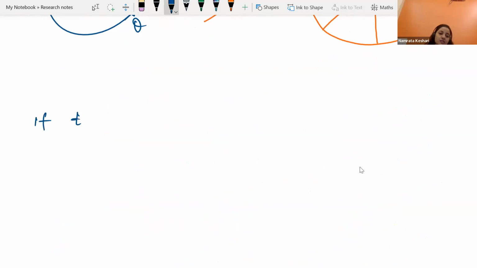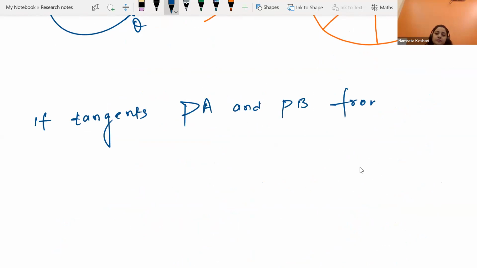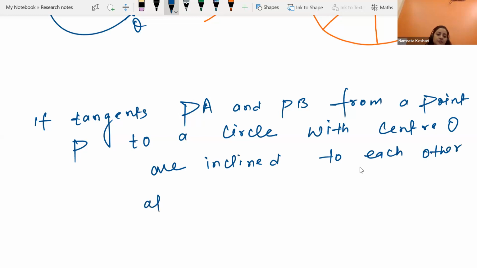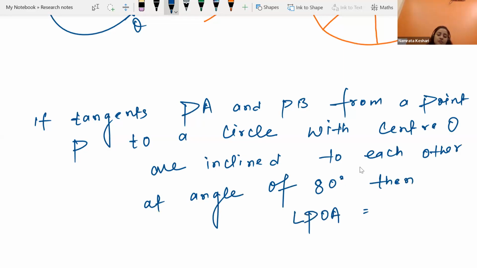If tangents PA and PB from a point P to a circle with center O are inclined to each other at an angle of 80 degrees, then angle POA is equal to... Here the figure is not given, we need to draw the figure by ourselves.